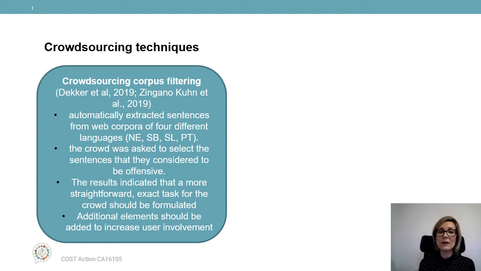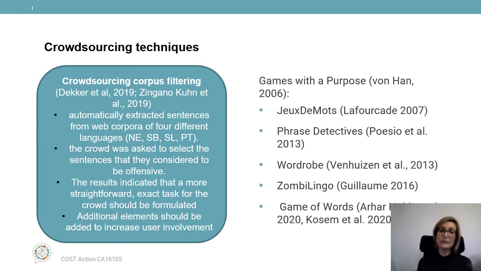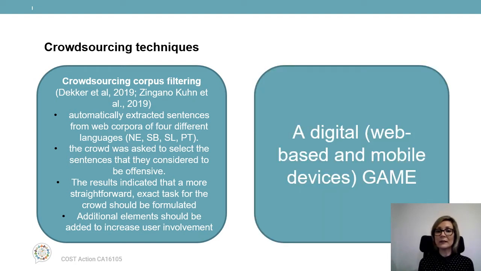And the crowd was asked to select the sentences that they considered to be offensive. The results indicated that a more straightforward, exact task for the crowd should be formulated, and that additional elements should be added to increase user involvement. The good news is that the crowd was really willing to help, so this is great. So we analyzed these results and we came up with the idea that we should try a different approach, the games with a purpose approach. And we decided to create a digital web-based and mobile devices game.